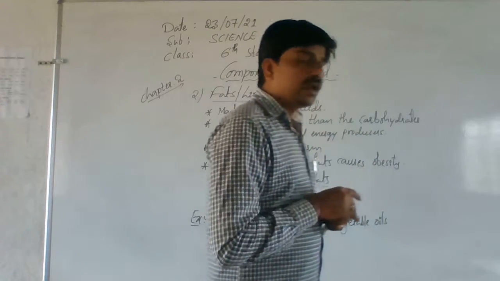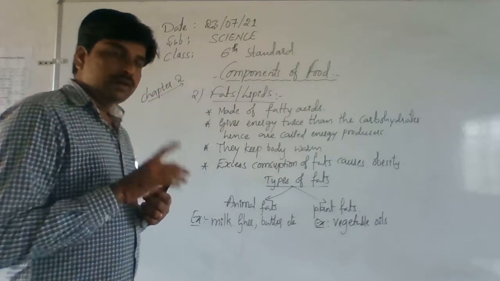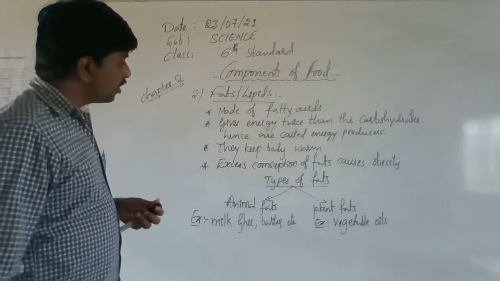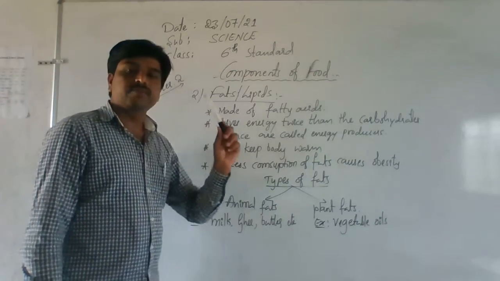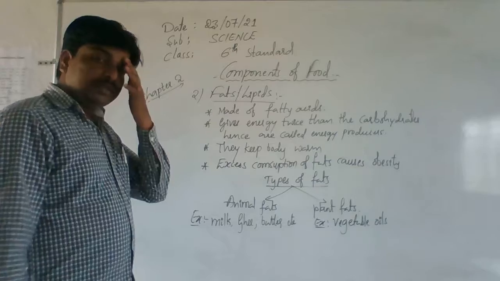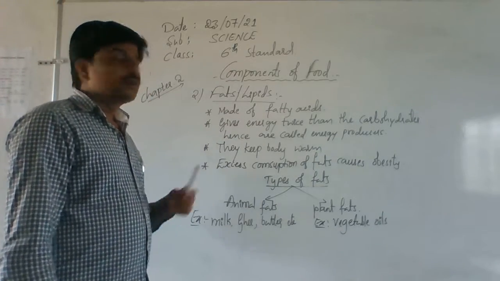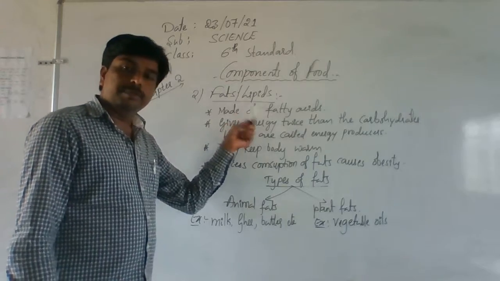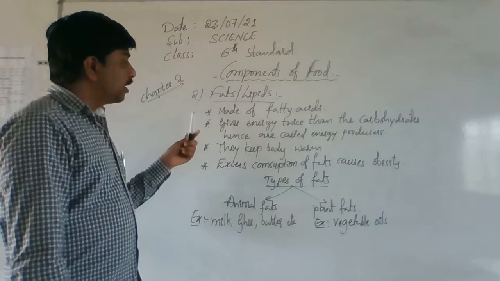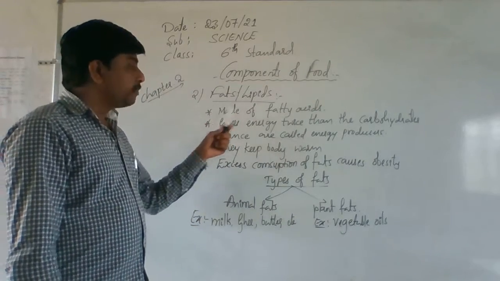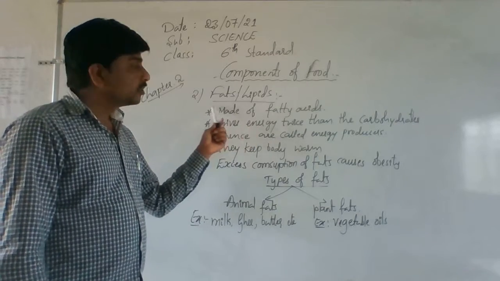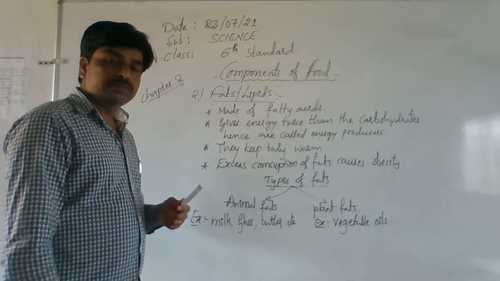Let's come to the second main food component, that means the second main nutrient of food, that is fats. See students, fats are also called lipids. Fats are made of fatty acids.